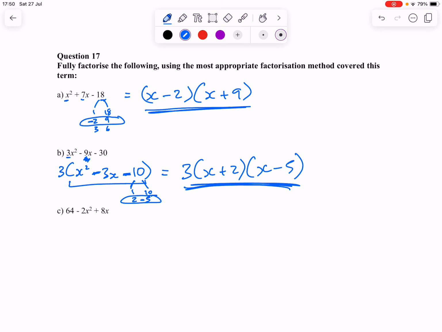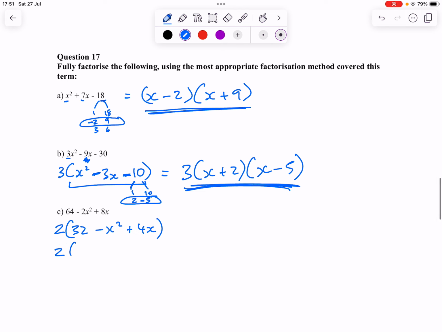And last one, 3 terms. Common factors, 2 is going to be a common factor. So remove 2 at the front. 2 lots of 32 is going to be 64. Negative x squared plus 4x. This doesn't look like the order we normally do, so let's rearrange it. Negative x squared plus 4x plus 32.